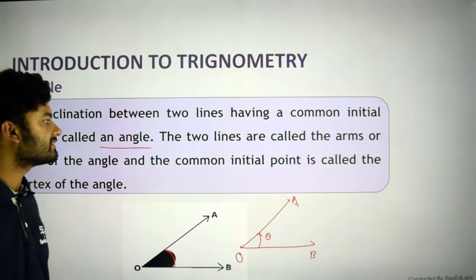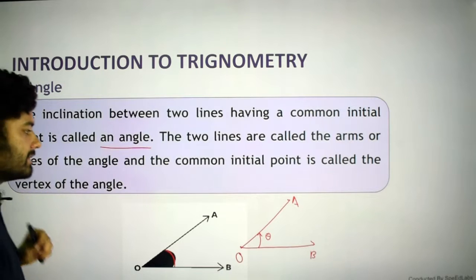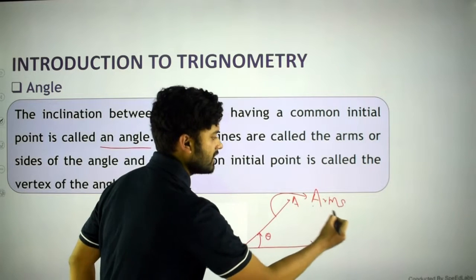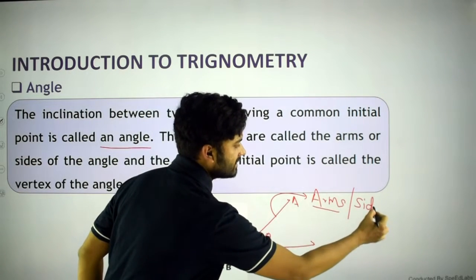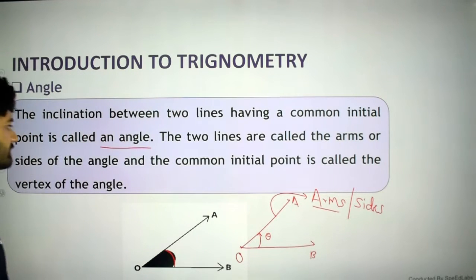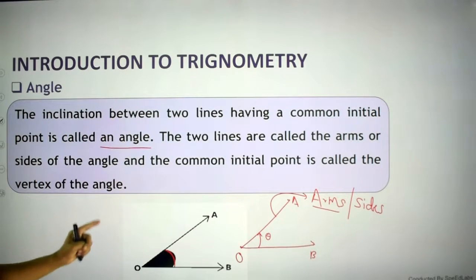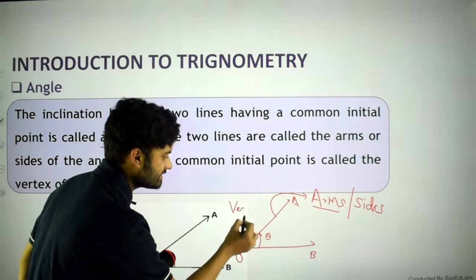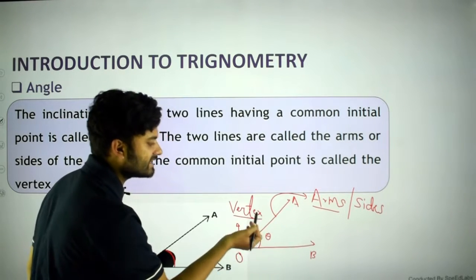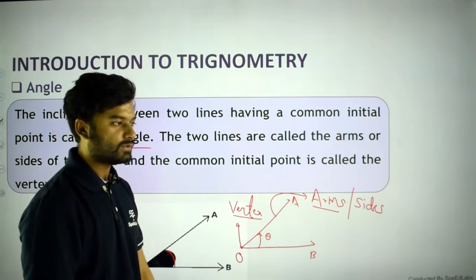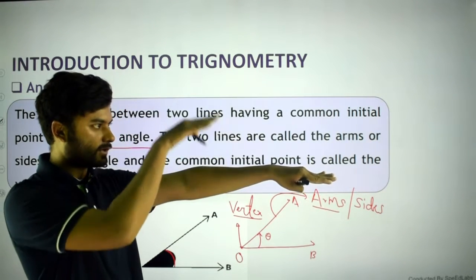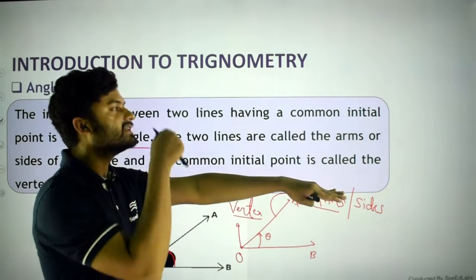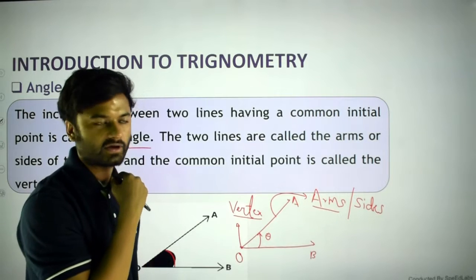That is very basic. The two lines are called the arms, or you can say the sides or arms of the angle. The common initial point is known as the vertex, and this inclination is known as the angle. If you need to see something from a particular height, you need to move your head like this. What you are making is an angle. So this inclination is defined as an angle. This is very simple.